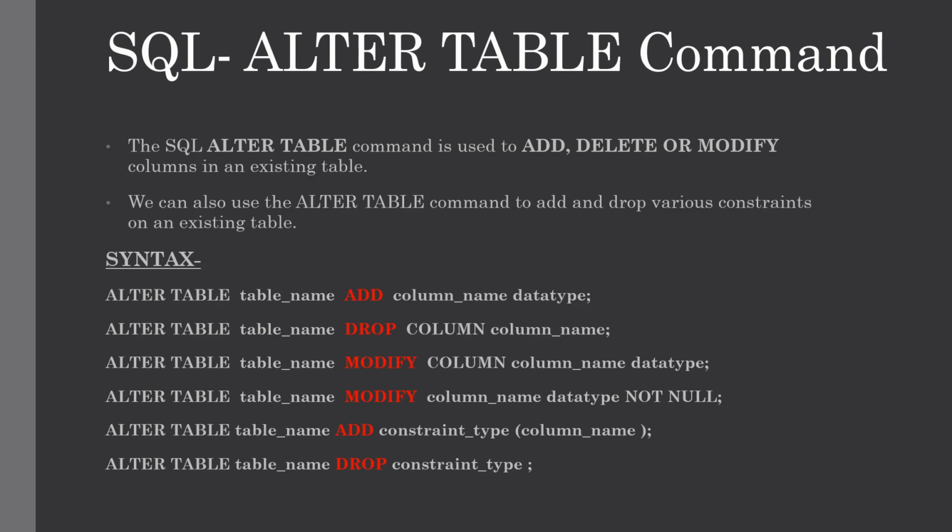We can also use the ALTER TABLE command for adding or dropping the various constraints on an existing table, as we have seen earlier in our primary key constraint video. These are some basic syntaxes of the ALTER TABLE command for adding, dropping and modifying the columns, and we are also going to see how to add and drop constraints from the table. You can clearly understand this concept by seeing some simple examples. So without further ado, let's get into it.